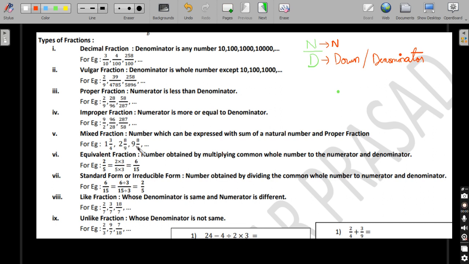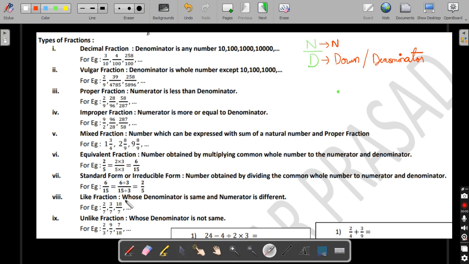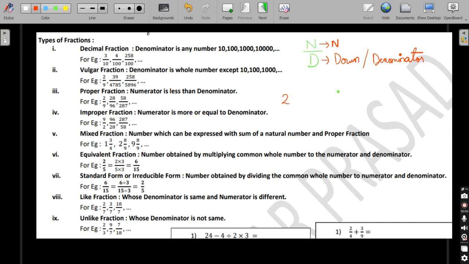1 3 by 4, 2 8 by 9, anything it can be. If the fractions look like this, then you should understand it is a mixed fraction. For example, it can be 2 3 by 5, anything, 6 7 by 9. This type of fraction is known as a mixed fraction.